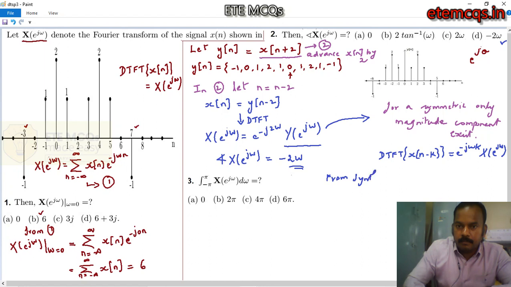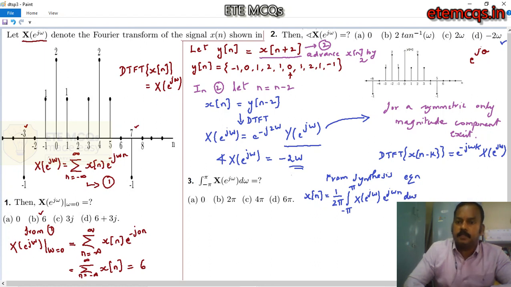From the synthesis equation, we have x of n is equal to 1 by 2 pi, integration between minus pi to pi, X of e power j omega into e power j omega n d omega. This is your formula. This is your inverse discrete time Fourier transform formula, also called the inverse discrete time Fourier transform.